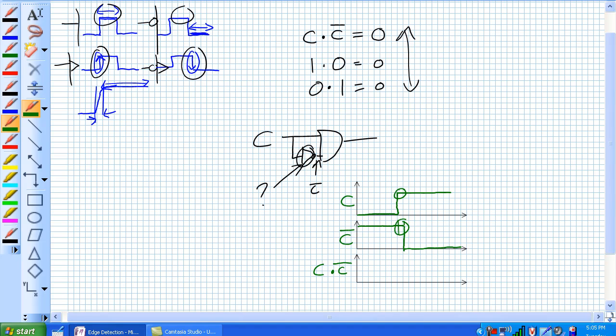There's a brief moment in time where they're both high. So you're going to get a positive high right there for that brief moment of time. And what you've just discovered is the positive rising edge of C. Not too hard. They're occurring exactly at the rising edge. You want to detect a falling edge? Just invert the signal.